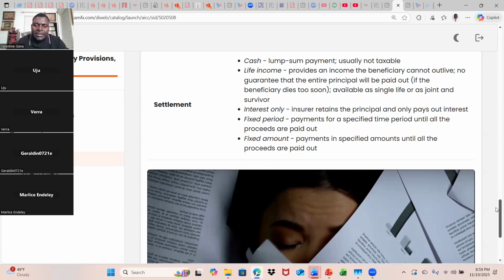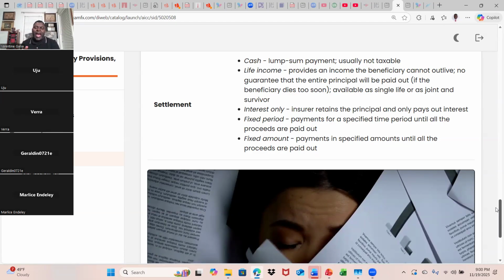Settlement options generally is just how they will pay you the proceeds of the life insurance policy when the insured passes away. So you can always state these arrangements when you get the policy. Cash is when they just pay you a lump sum. Somebody passes away, they just pay you the lump sum. That's called a cash settlement option.